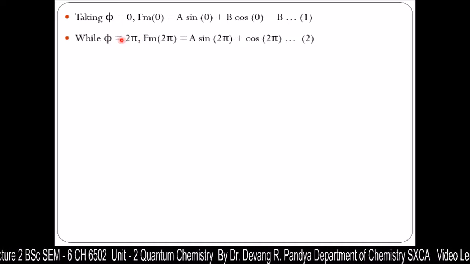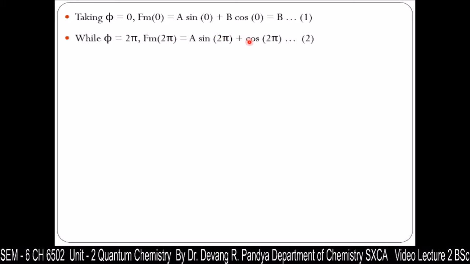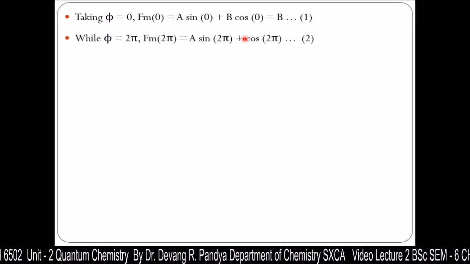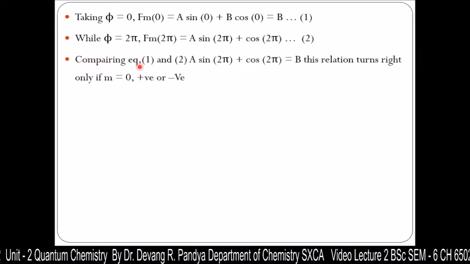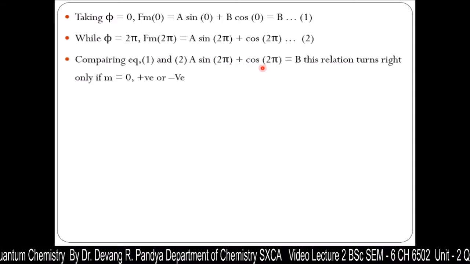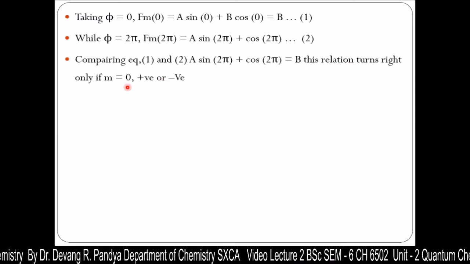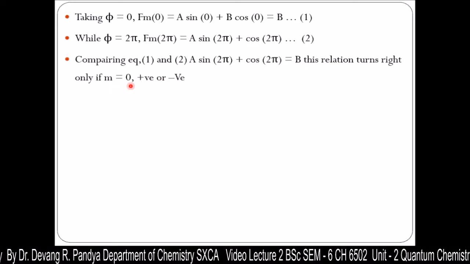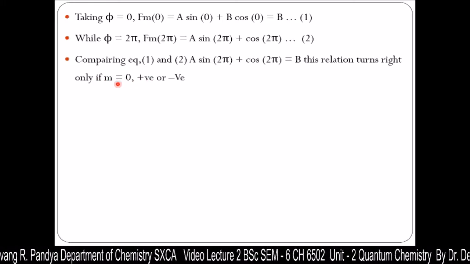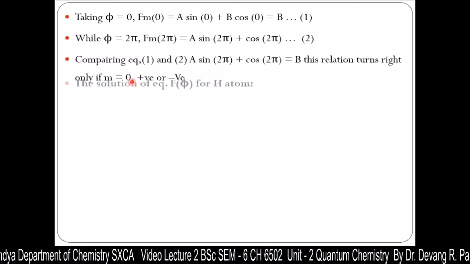Now if we take phi equal to 2 pi, then f_m(2 pi) is equal to a sin 2 pi plus b cos 2 pi. Now the b value can be put over here as f_m as well. So comparing equation 1 and 2, you will get a sin 2 pi plus b cos 2 pi equal to b. This relation holds true if m is equal to either 0, a positive or a negative value, that is, the magnetic quantum number is also similarly 0, a positive or negative integer.